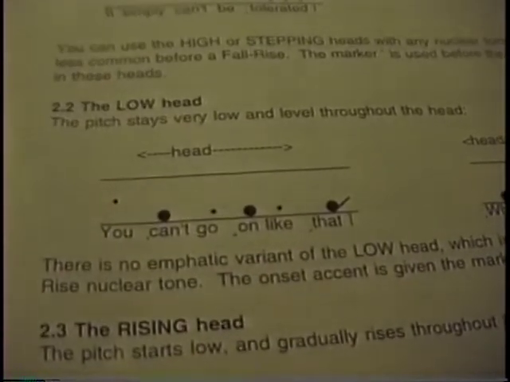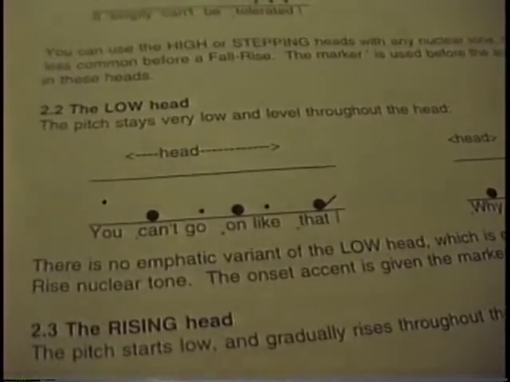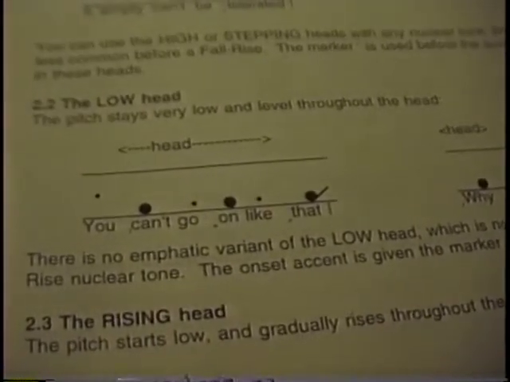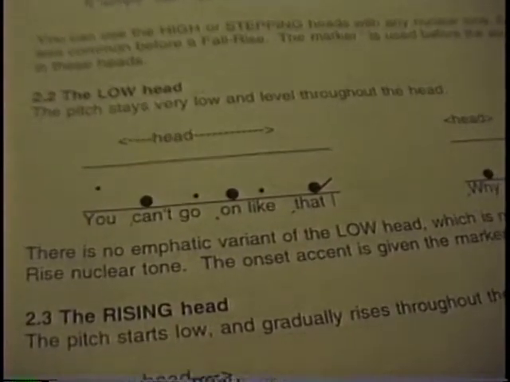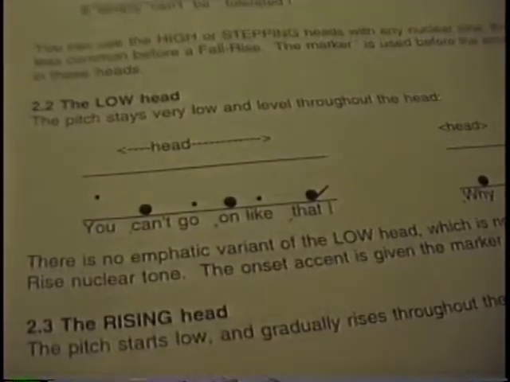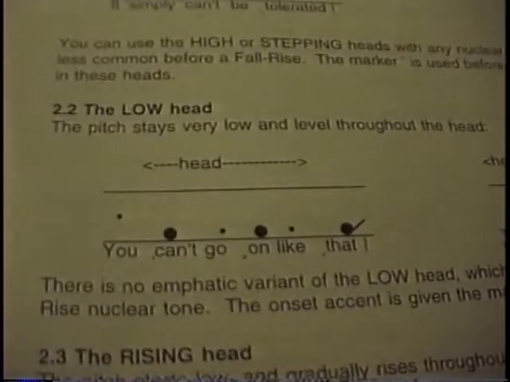Now, the second head that's of relevance is the low head. The pitch stays very low and level throughout the head. So when I said with the high head, it can be really quite high, or it can be sort of medium height. There's quite a lot of leeway. As far as the low head's concerned, it's got to be really low. It's got to be right down at the bottom of your pitch range. So the example here. You can't go on like that.